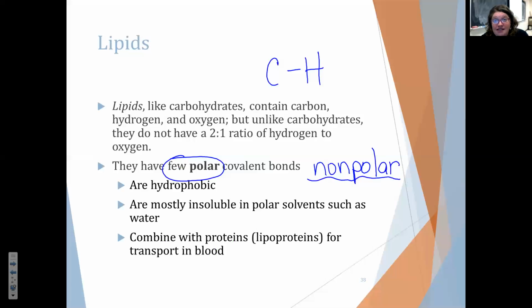That's very nice, except that that makes this very hydrophobic, because water is polar, and water is the solvent in most of the aqueous solutions in the human body. So lipids become mostly insoluble in these polar solvents, such as water, mostly insoluble in body fluids. To get it through the bloodstream, we have to combine it to transport proteins called lipoproteins to transport in the bloodstream. But lipids have a very specific function based on this.